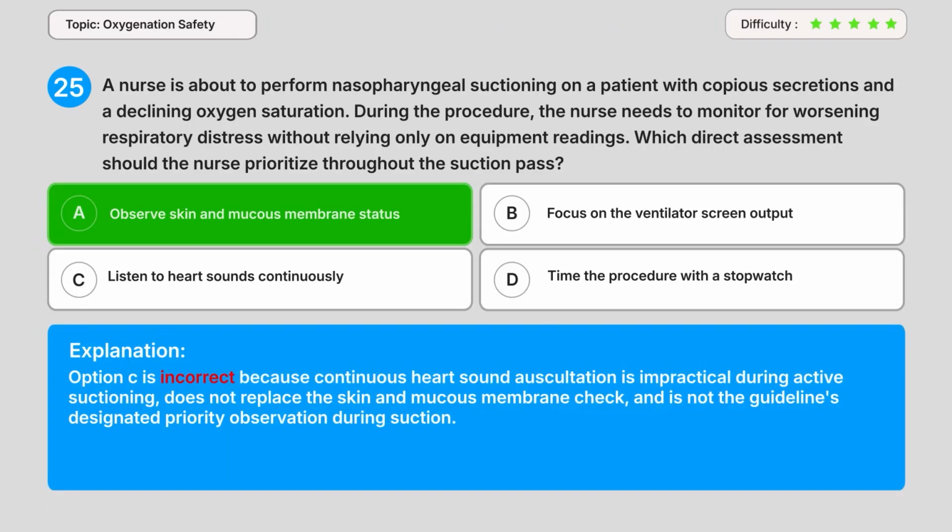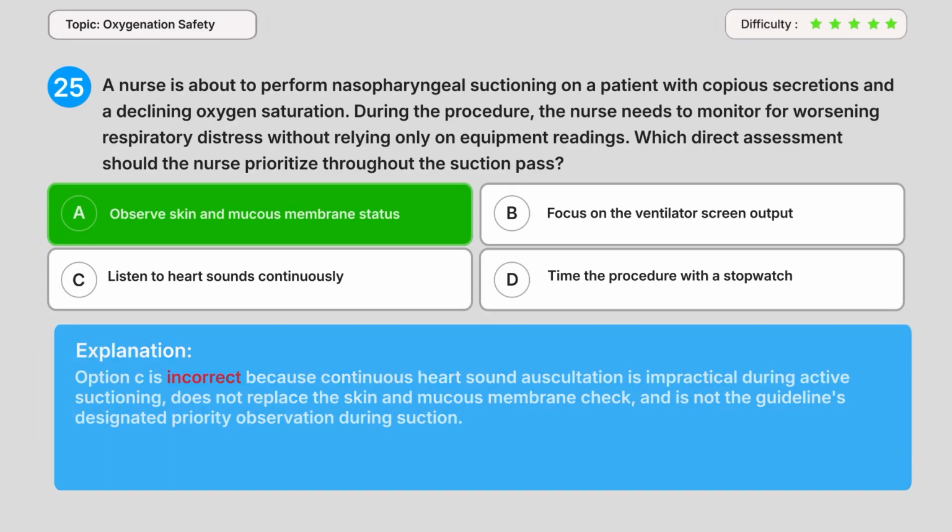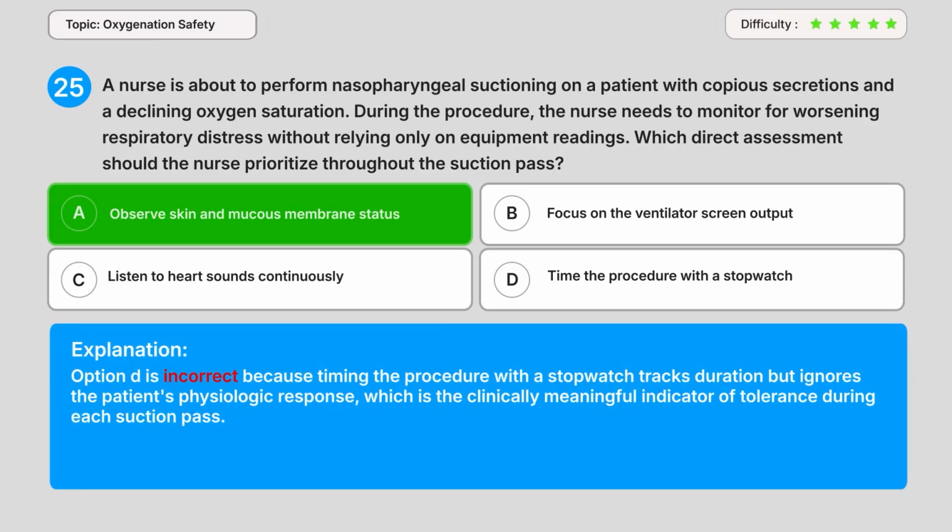Option C is incorrect because continuous heart sound auscultation is impractical during active suctioning, does not replace the skin and mucous membrane check, and is not the guideline's designated priority observation during suction. Option D is incorrect because timing the procedure with a stopwatch tracks duration but ignores the patient's physiologic response, which is the clinically meaningful indicator of tolerance during each suction pass.